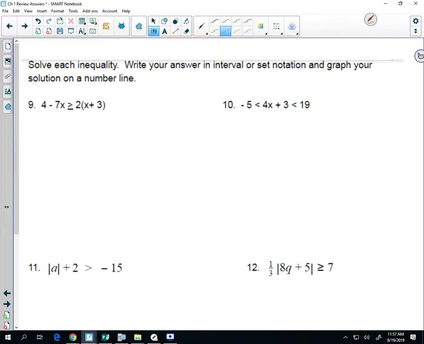So inequality, I'm just going to solve it just like an equation, except I have to flip the sign if I need to divide by a negative.